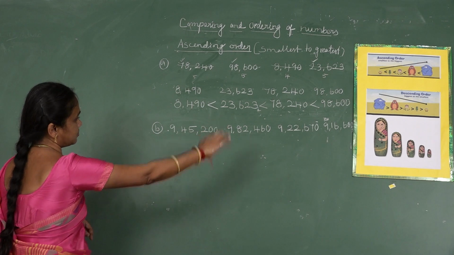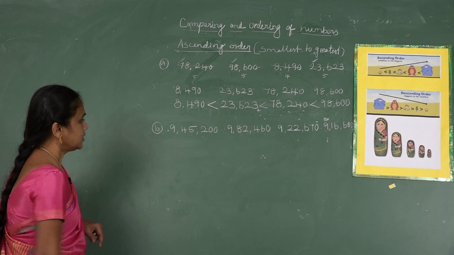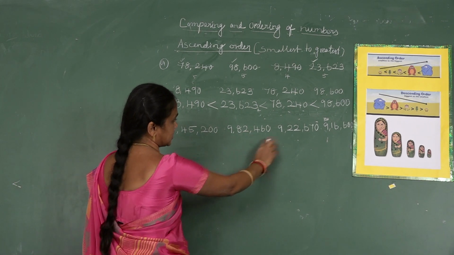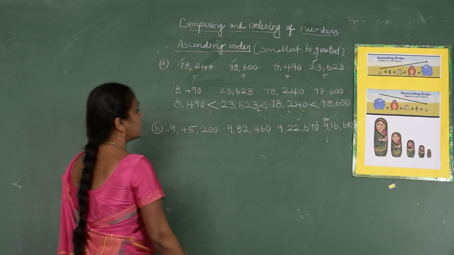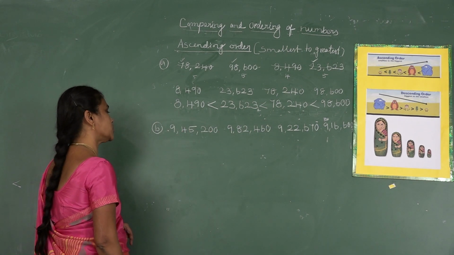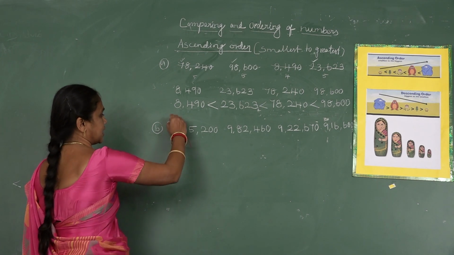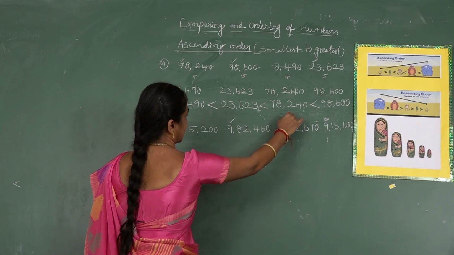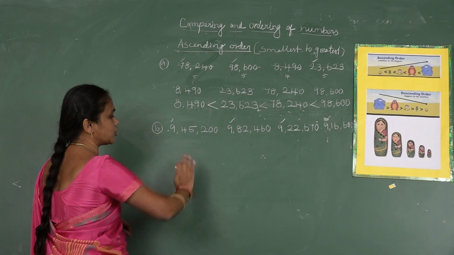How do we arrange these numbers in ascending order? First we count the number of the digits. This number has 6 digits. This number has 6 digits. This number has 6 digits. This number has 6 digits. All the numbers are 6-digit numbers. So we compare the leftmost digit, that is lakhs digit. In lakhs place, here 9, here 9, here 9, here 9. The lakhs digits are equal.